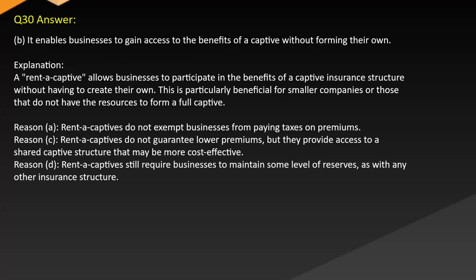Answer B. It enables businesses to gain access to the benefits of a captive without forming their own. Explanation: A rent-a-captive allows businesses to participate in the benefits of a captive insurance structure without having to create their own. This is particularly beneficial for smaller companies or those that do not have the resources to form a full captive. Reason A. Rent-a-captives do not exempt businesses from paying taxes on premiums.